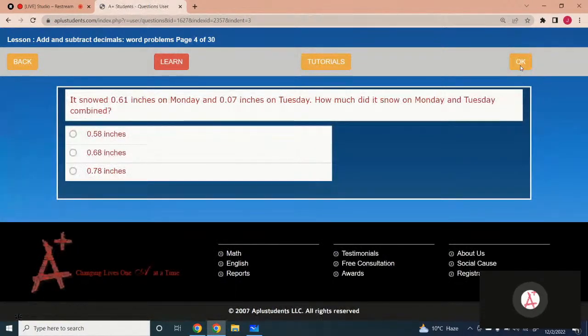Okay, it snowed 0.61 inches on Monday and 0.07 inches on Tuesday. How much did it snow on Monday and Tuesday combined? So you have to add them. So which option is the correct one?